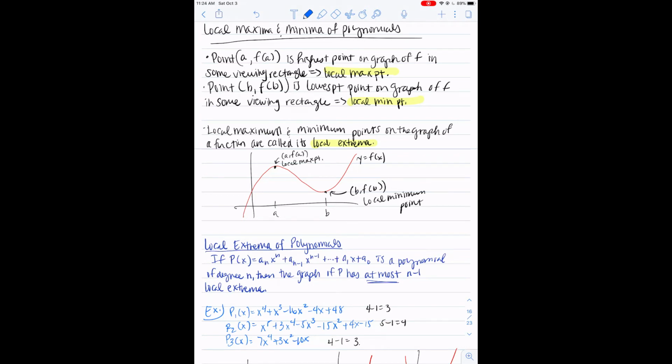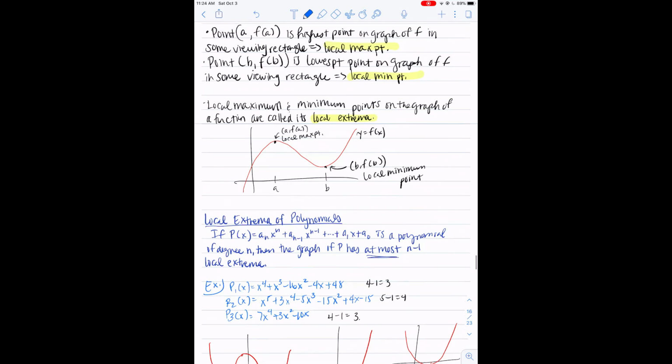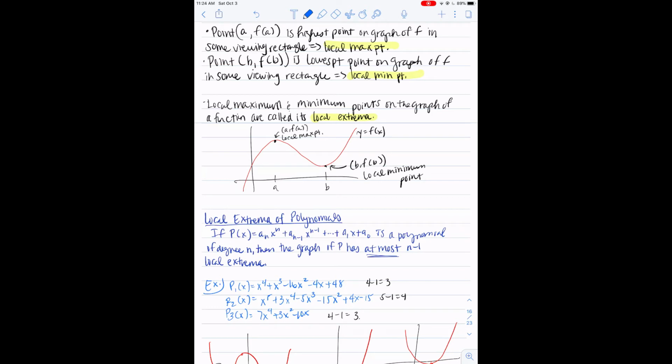So here we have a graph example. I have A, f of A, which is our local max point because that's the highest point in the rectangle. And then I have B, f of B, which is the lowest point on the graph of f, so that's our local minimum. That's where the values are going to be minimums or maximums.